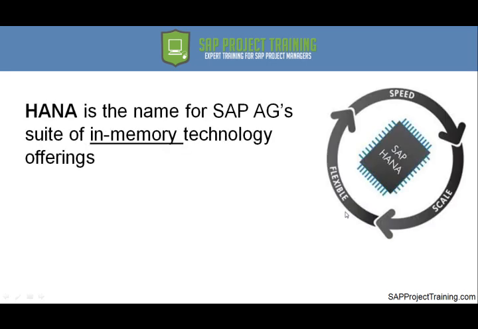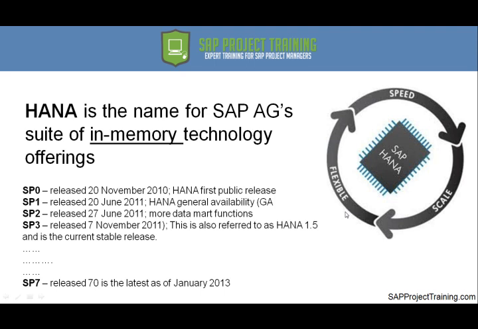SAP HANA is the name for SAP's suite of in-memory technology offerings. So the icon that they use for this new line of memory technology is, as you see here to the right. And it was born in 2010, where the first release of HANA happened after their acquisition of the HANA technology. Since then, the HANA suite has evolved, and you have gone through a number of service releases, the first one was released in June 2011, which was the general availability of the HANA product. And right now in January 2013, we are on release 7.0 or SP7.